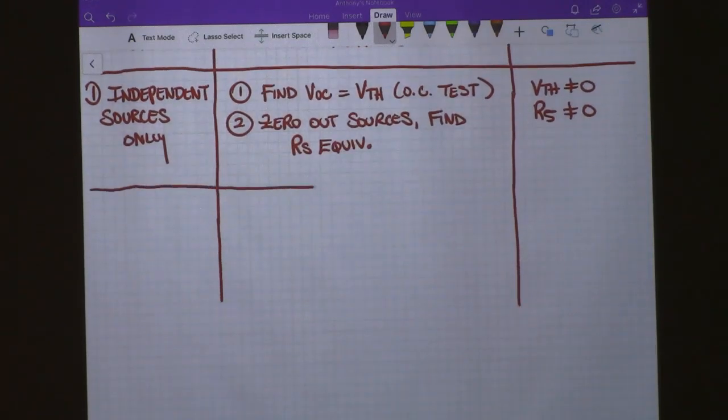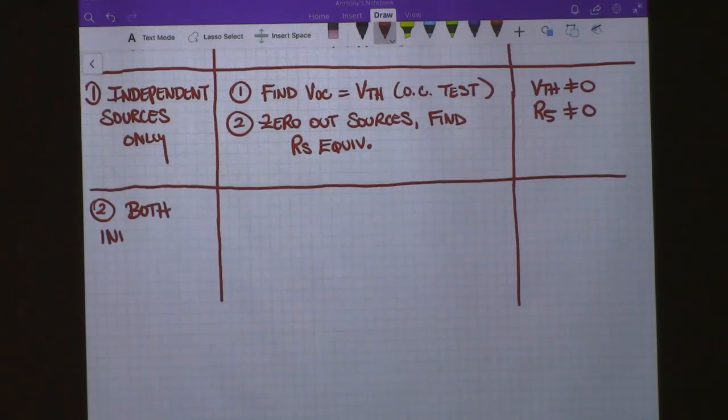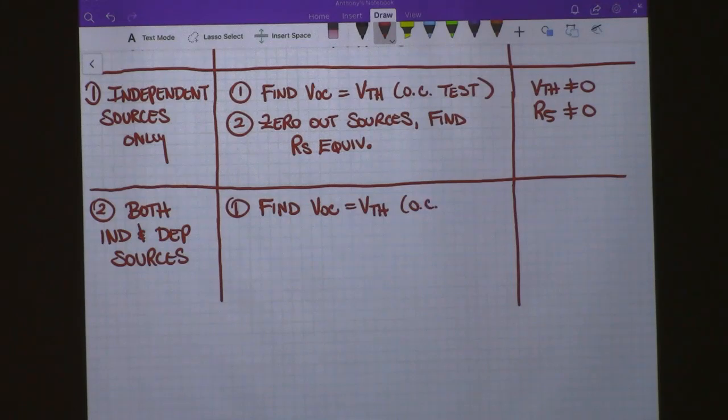Second case is when we have both independent and dependent sources. And for that one, we find VOC, or find V Thevenin, using the same method. So we find VOC equals VTH, again, the open circuit test. And I want to be careful to use the same notation. I called this VLOC, so let me use the same variable.